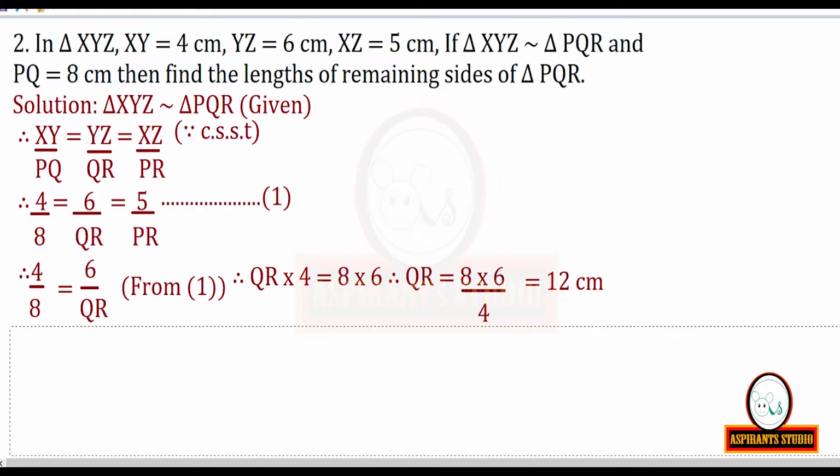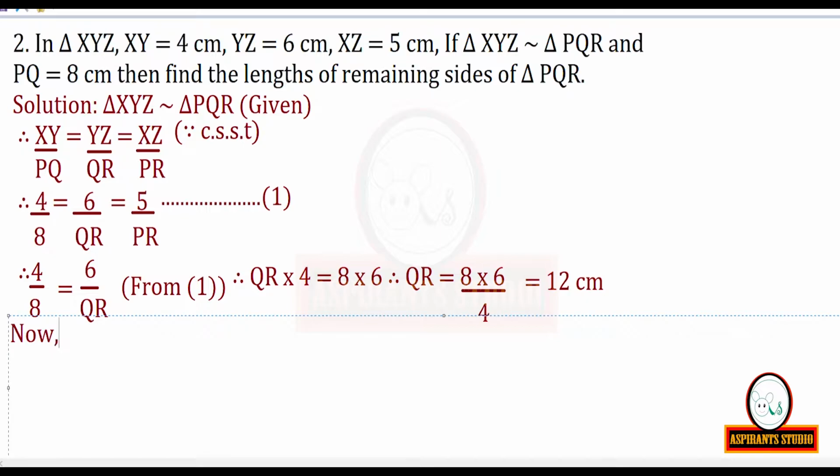Now, we have to find the lengths of the remaining sides of triangle PQR. You already know the value of PQ, it is given as 8 centimeters. We have found out the value of QR, that is 12 centimeters. Now, what is remaining to be found out? PR. So, now take the second and third ratio from equation 1. 6 upon QR is equal to 5 upon PR.